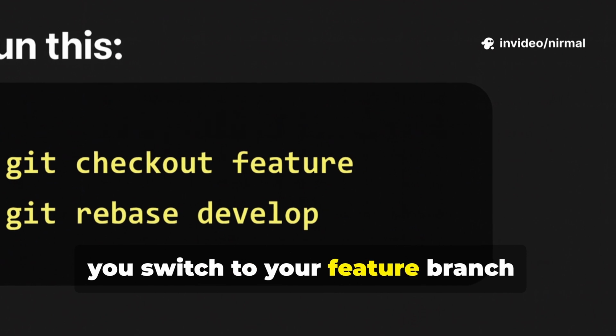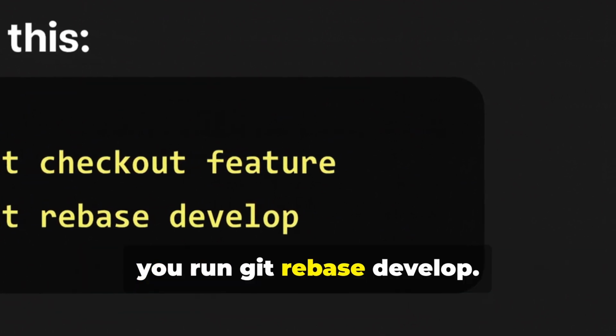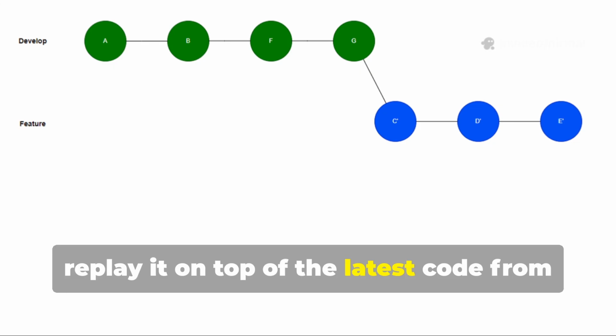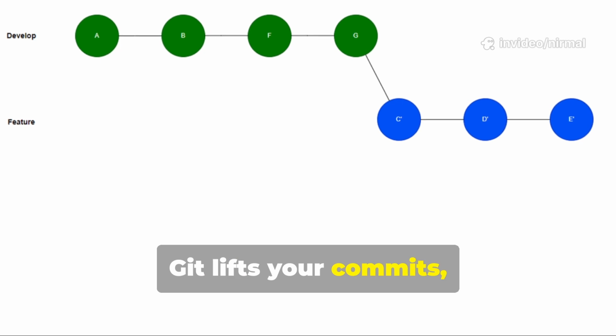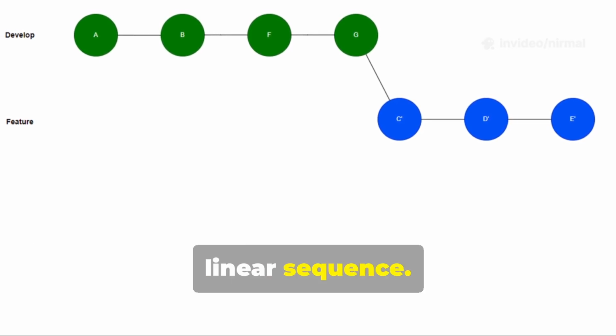First, you switch to your feature branch. That's what git checkout feature does. Then, you run git rebase develop. That tells Git, take my work, replay it on top of the latest code from develop. Behind the scenes, Git lifts your commits, updates the base, and reapplies your changes, all in a clean, linear sequence.